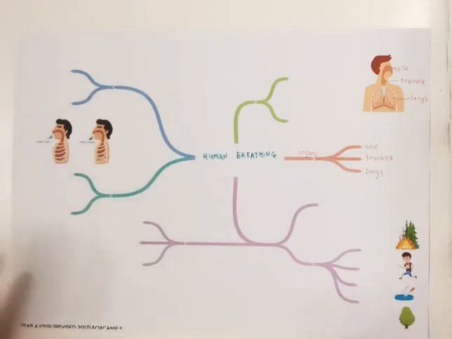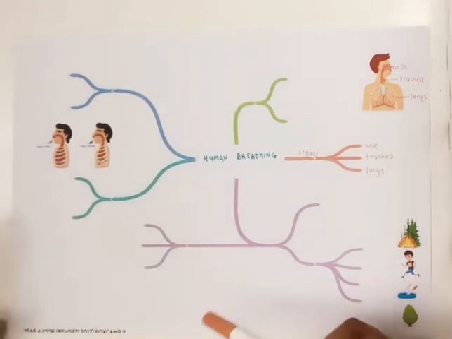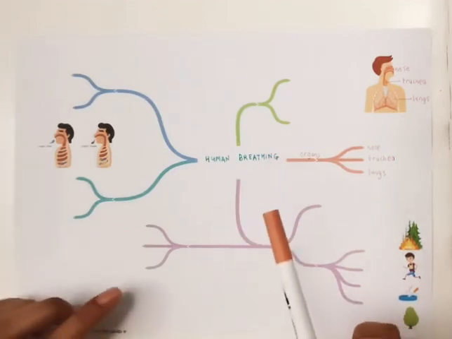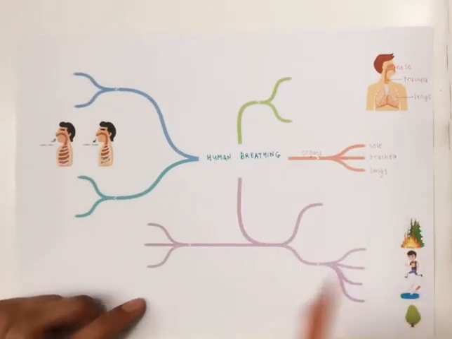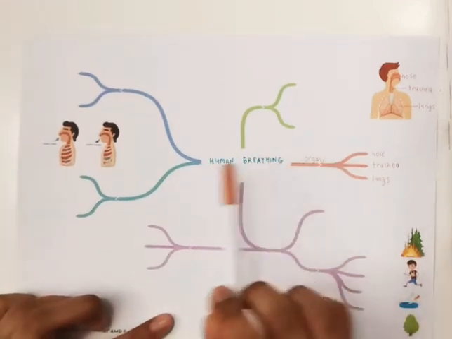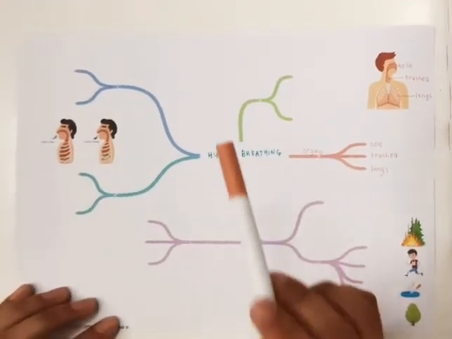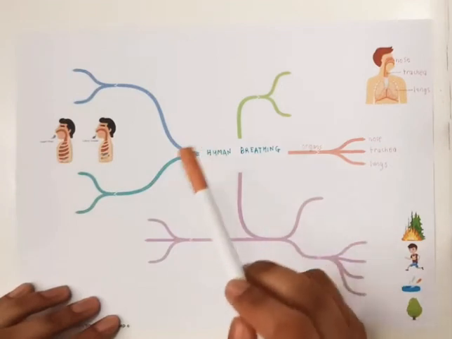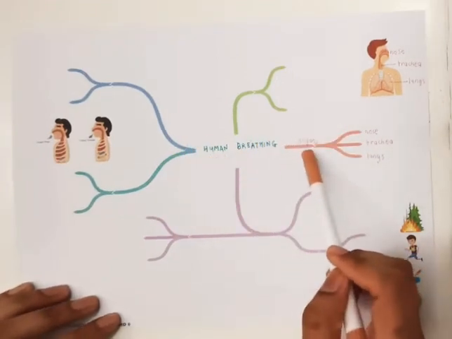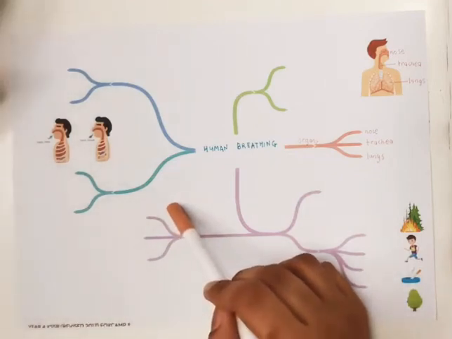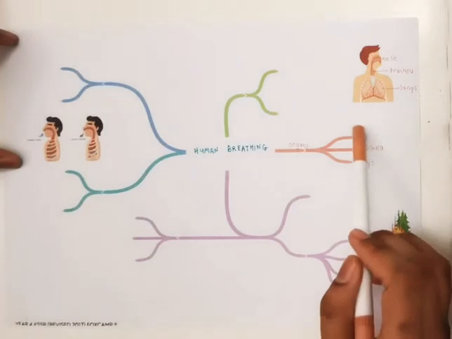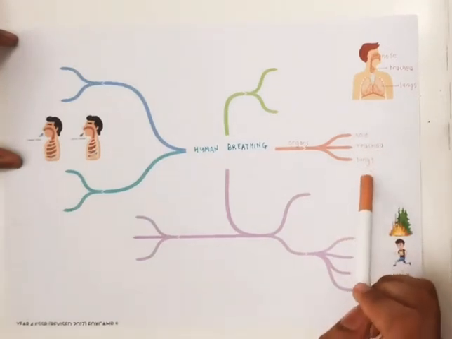Okay, so now the first mind map that you're going to do in chapter 2 is about human breathing. Whenever you have the title of the topic in the middle or the subtitle, you write it all in capital letters. So this one would be about human breathing. In human breathing, the first part that you're going to learn are the organs that are involved in human breathing. So for example, over here what we have is there are three organs that are involved, which is your nose, your trachea, and also your lungs.